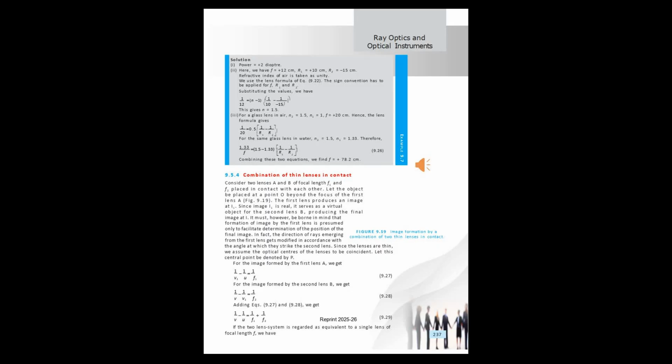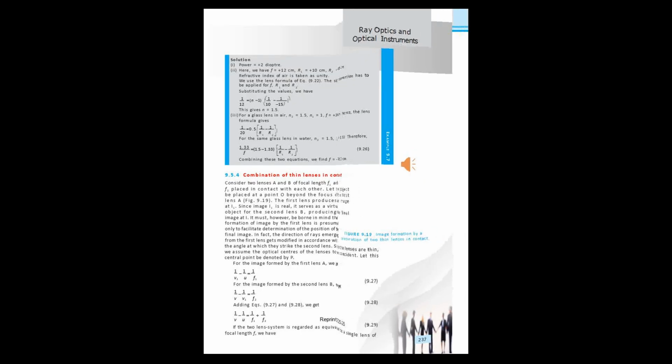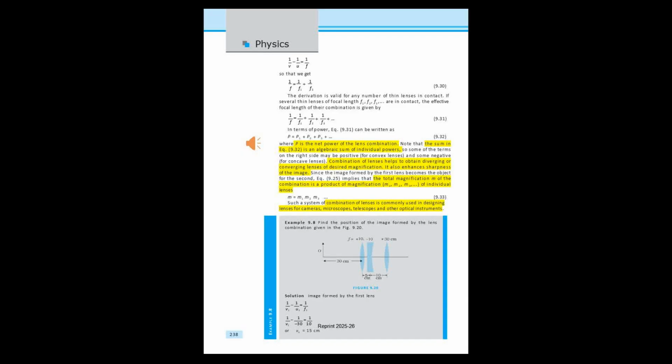Let this central point be denoted by P. For the image formed by the first lens A, we get equation 9.27. For the image formed by the second lens B, we get equation 9.28. Adding equations 9.27 and 9.28, we get equation 9.29. If the two-lens system is regarded as equivalent to a single lens of focal length f, we have equation 9.30. The derivation is valid for any number of thin lenses in contact.